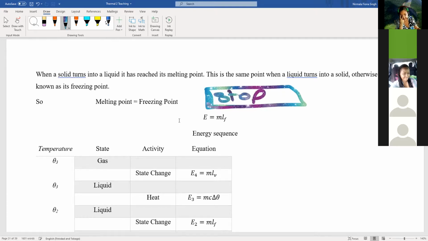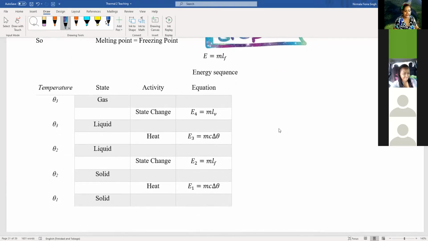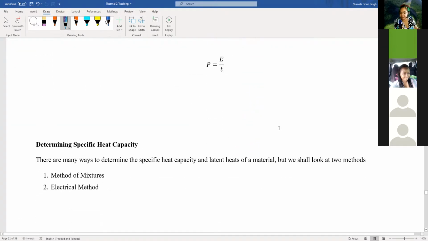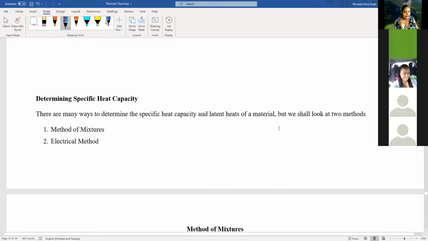And just to tell you, even for those in the video, you're going to know where we're moving on to next. We're going to look at how to calculate all the energy changes in a material. We're going to look at power, electrical, heat power, and the two methods. This is defined by the syllabus. We have to know the two methods that are used to determine the specific heat capacity of a material.